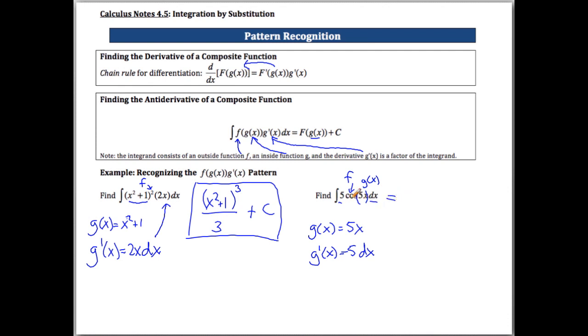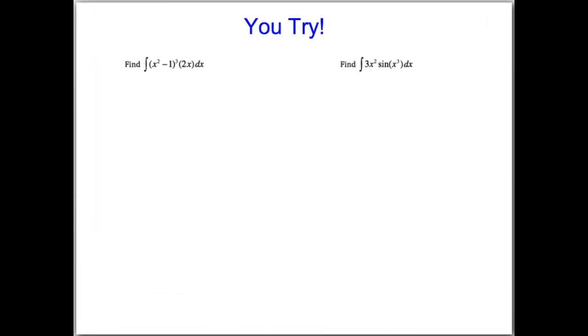So all we need to do is find what is the antiderivative of cosine. Well, that's sine. And then instead of putting x here, we're actually going to put g of x, which was 5x. And then plus c. Alright, so that's basic pattern recognition. I want you to give these two a try on your own. Go ahead and pause the video and then come on back when you're done to check your work.